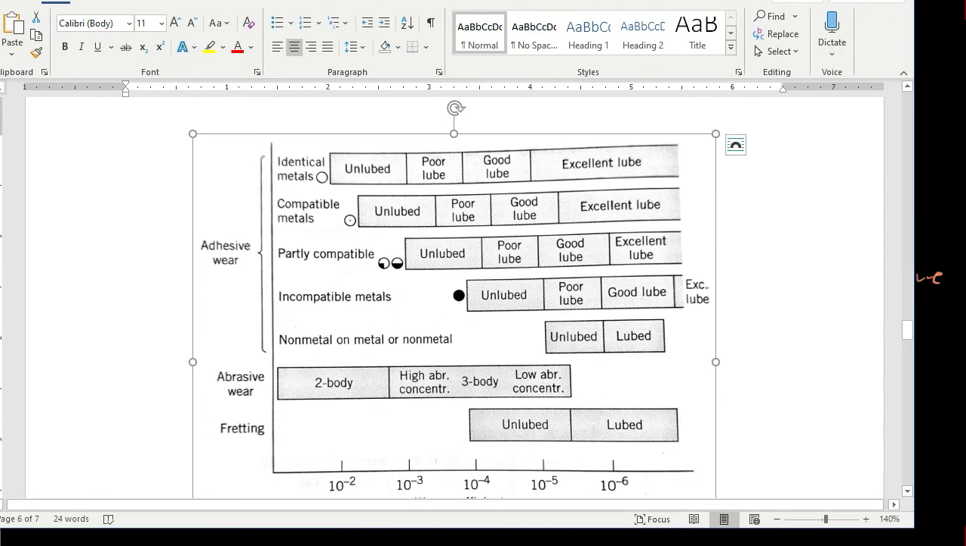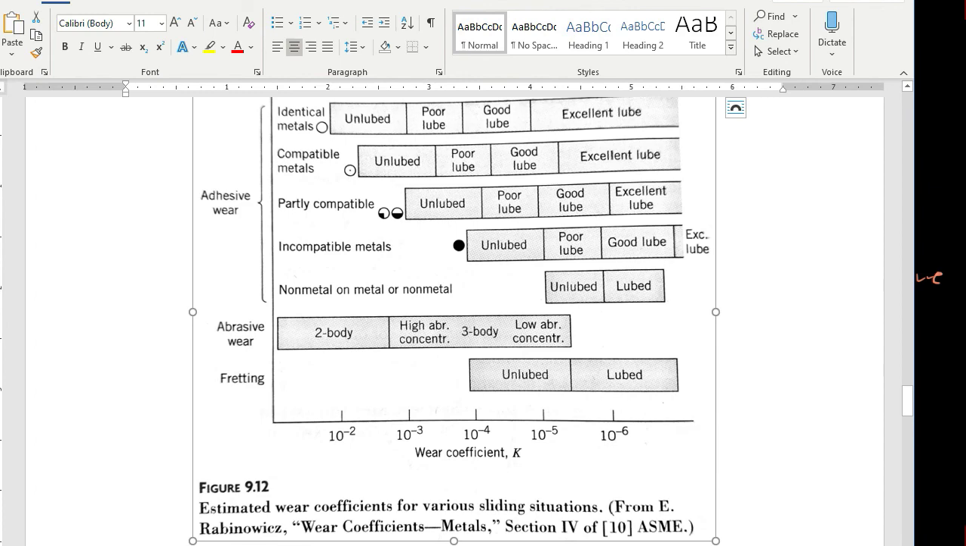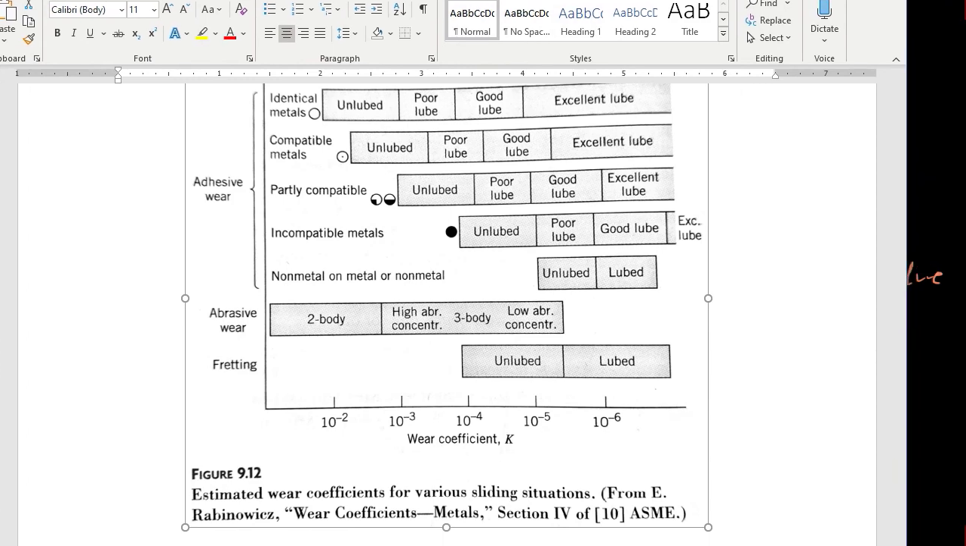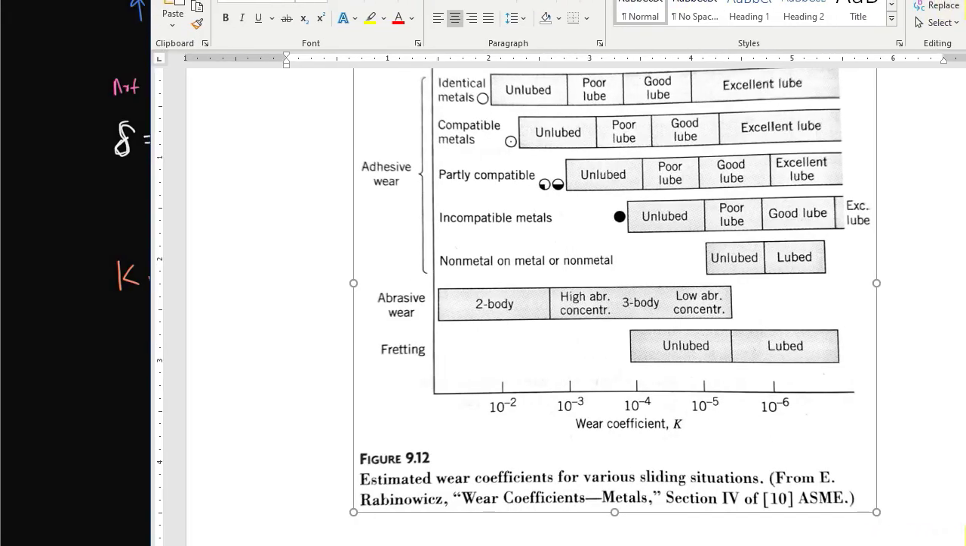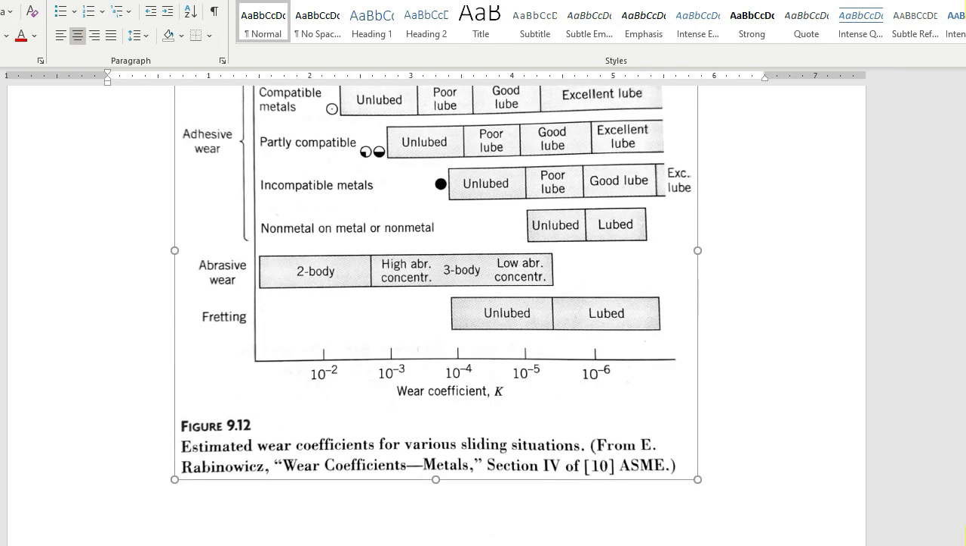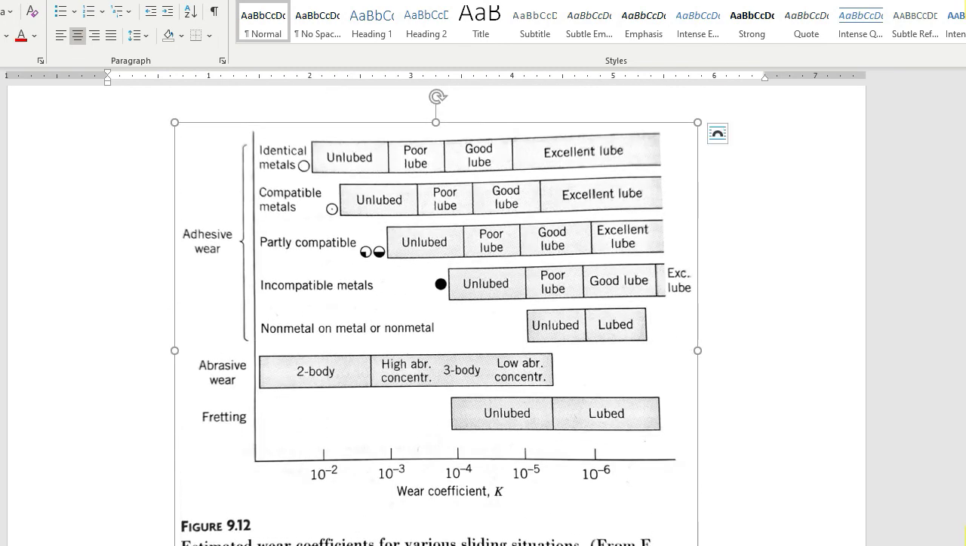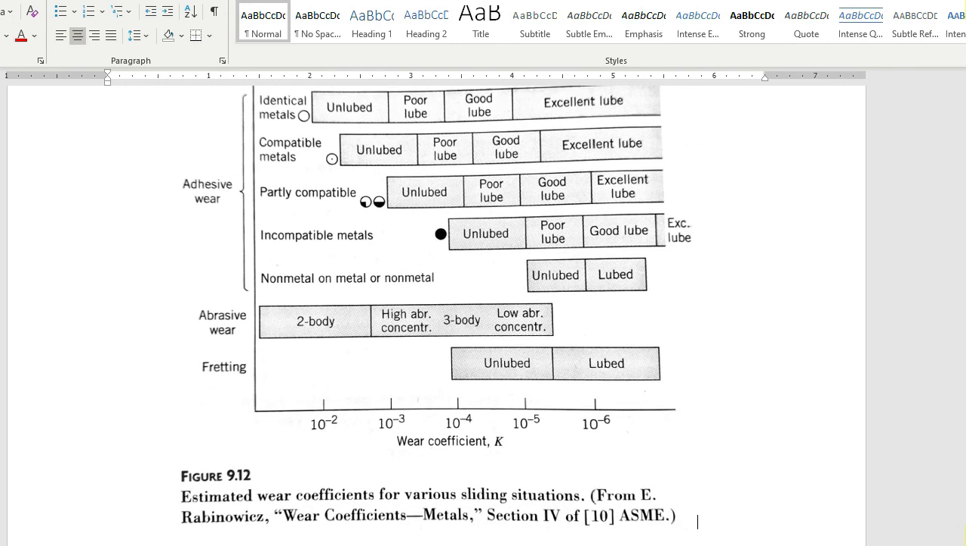This is from the book, and these are the wear coefficients, and notice that they're the estimated wear coefficients. Here is your adhesive wear, your abrasive wear, and your fretting, and we have coefficients for each. You can see there's pretty wide variation between them. Another thing to notice is that the larger values are closer to the origin of this graph, and these are identical metals, so this would be the same. So they have some of the worst wear. If you have compatible metals, you have less wear, and then you have your partially compatible.